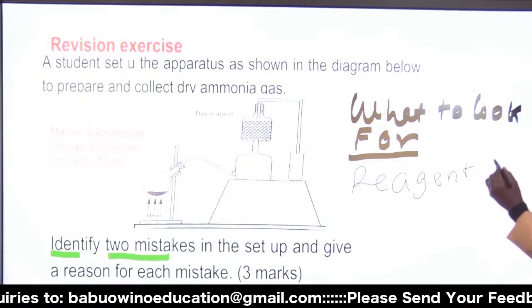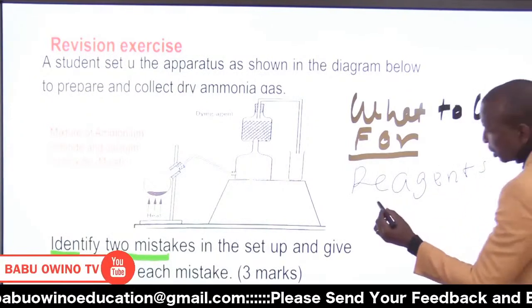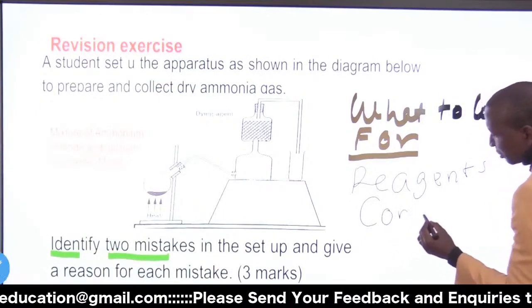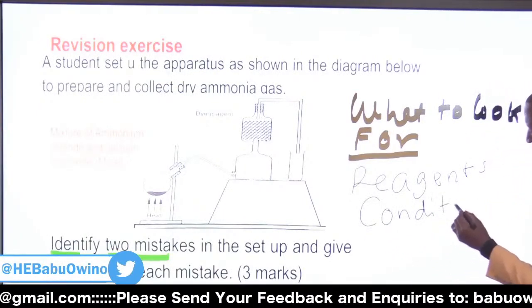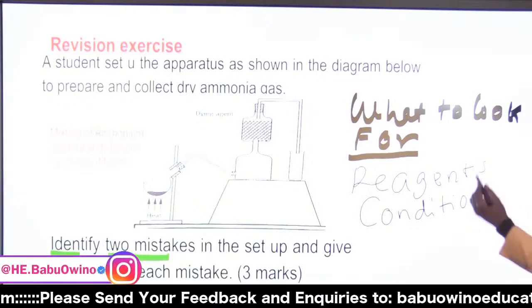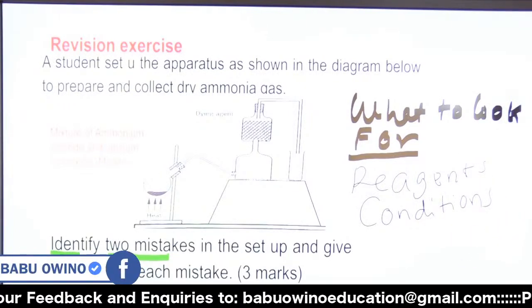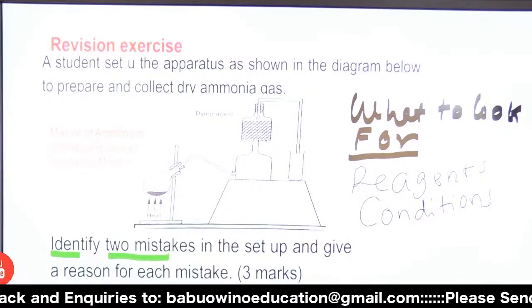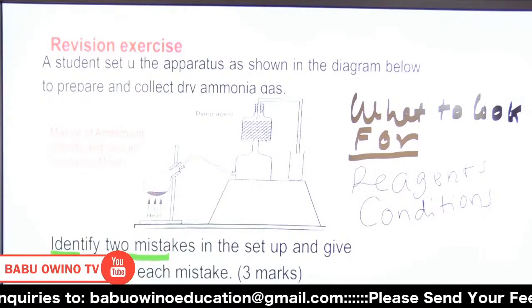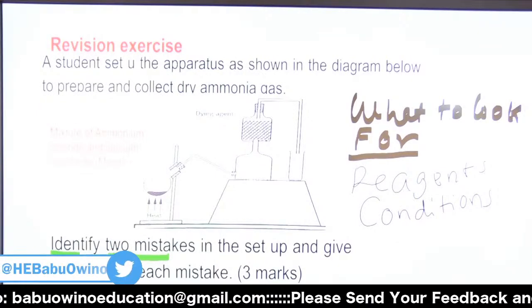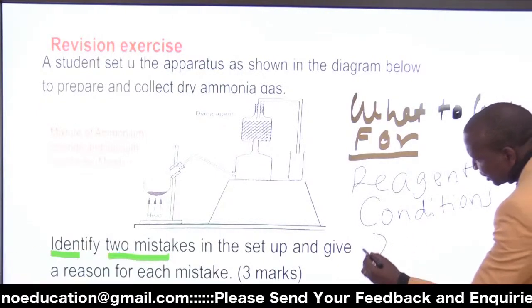Could the examiner have given the wrong reagent? You also look at the conditions. Like we say, when you are preparing a gas, there could be heat, or a catalyst. Maybe the apparatus or rather the reagent should be dry, like the case of ammonia. You also look at the drying agent. Is it correct?